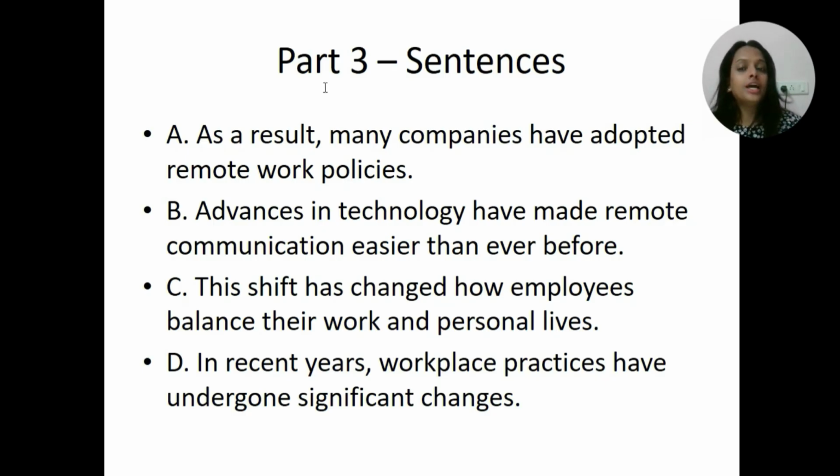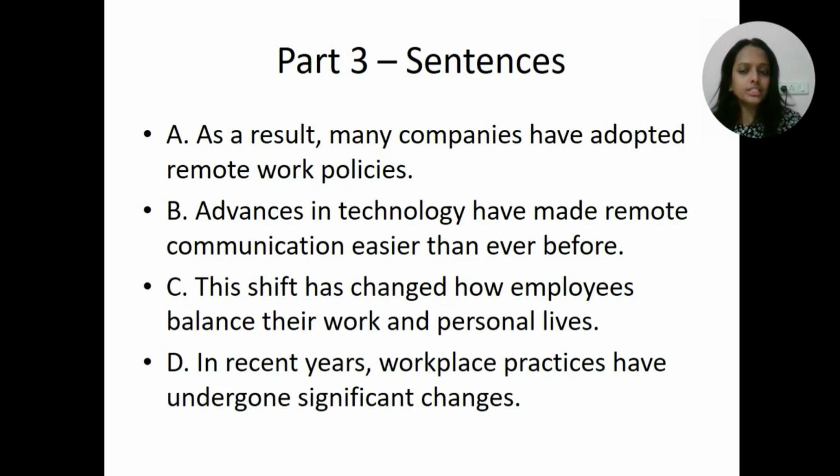Okay? Now, let's think. First, we need an introduction, right? So here, which sentence introduces the topic? If you see here, in recent years, workplace practices have undergone significant changes. So D is the first sentence, right? And now you have to look for what explains the reason, right? So B, advances in technology have made remote communication easier than ever before. So B comes after D.